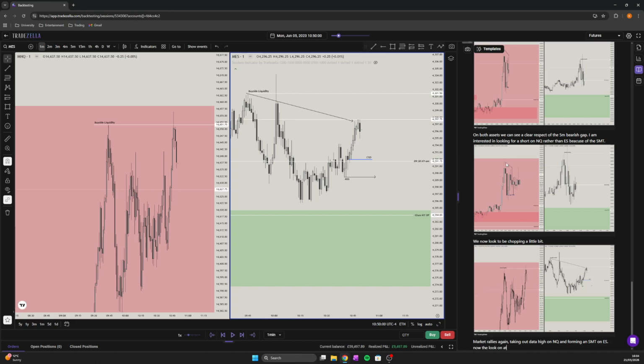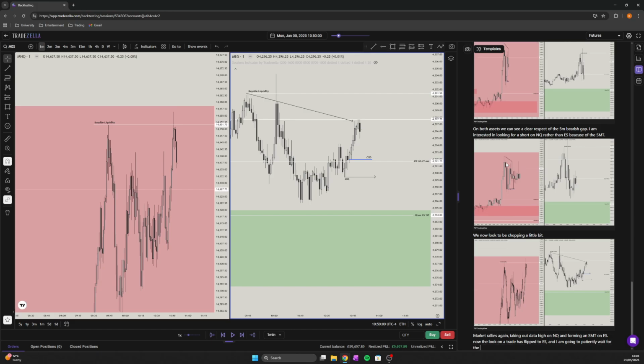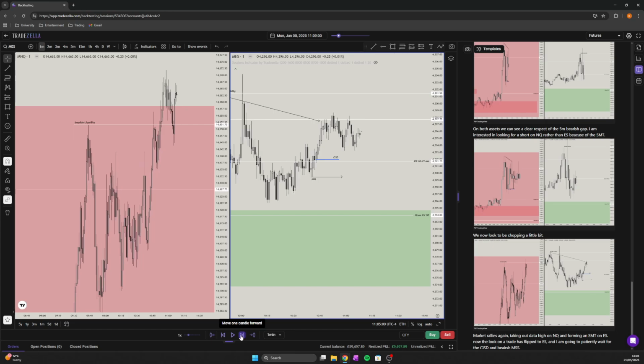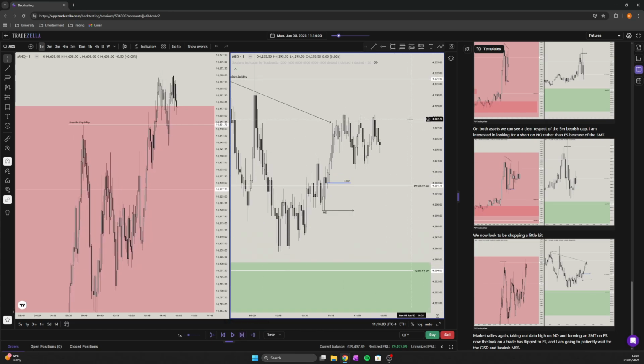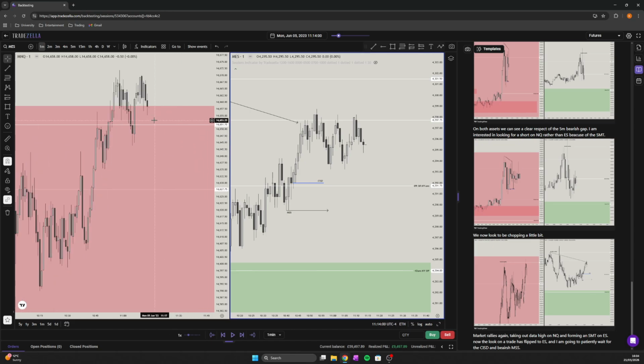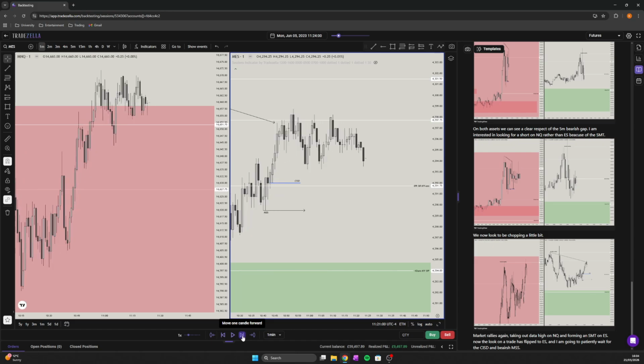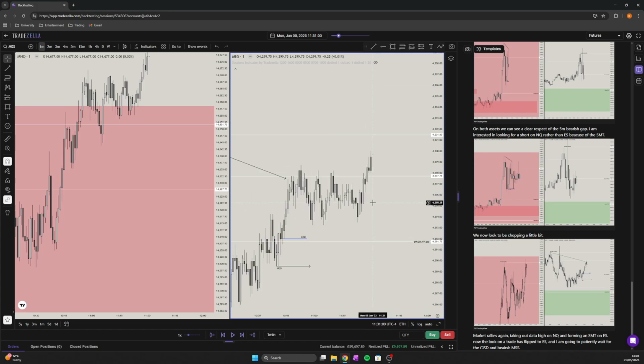Now the look on a trade has flipped to ES, and I am going to patiently wait for the CISD and bearish market structure shift. Okay, so let's just look. Do we begin to move lower? Not really. We are still in a chart. Okay, we have this bullish gap on the 1 minute. Let's see if price displaces through and moves higher. Nope. Okay, it does.